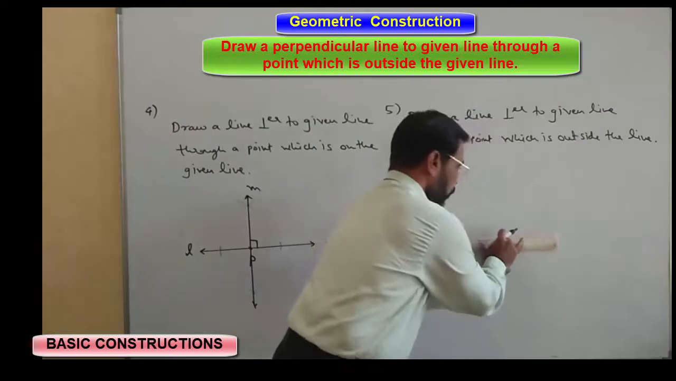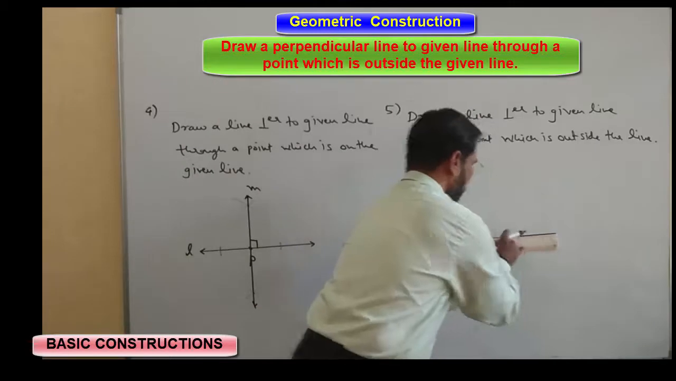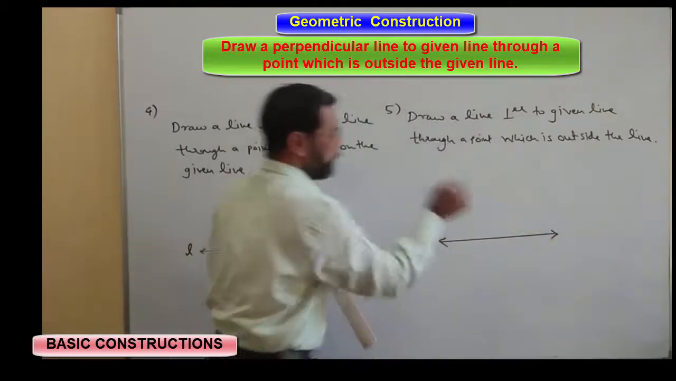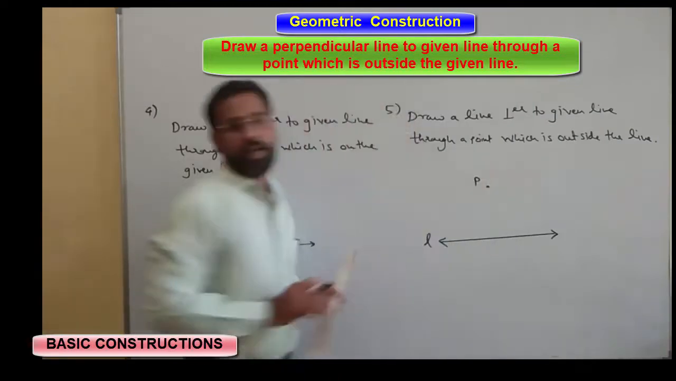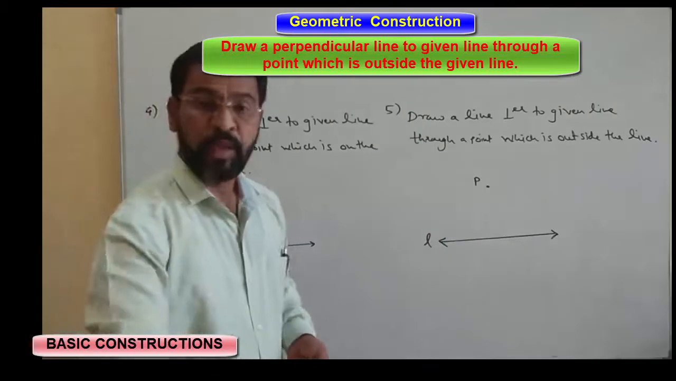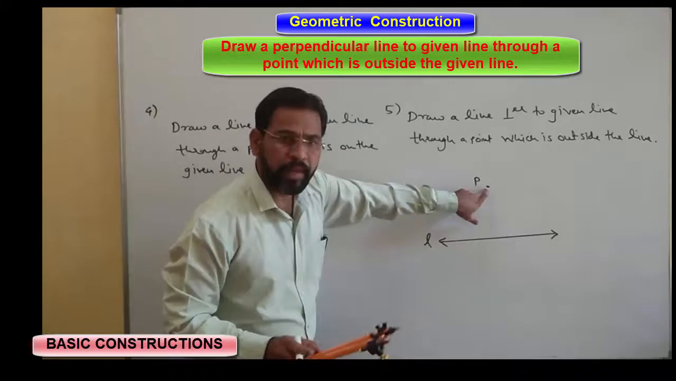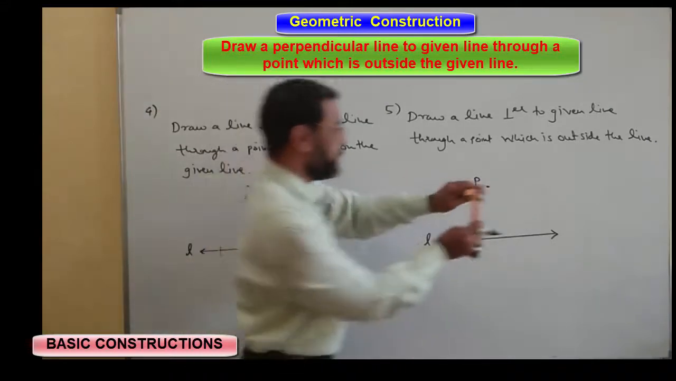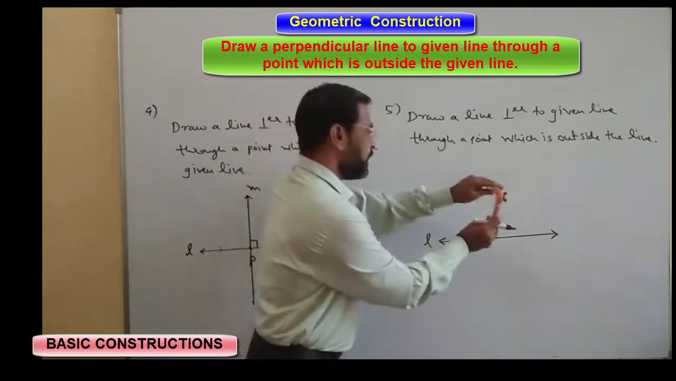It is also very important, friends. Look here, I am going to draw a line here also. Okay? Now, this is line L here. Now here, this is the point P which is outside the given line. Okay? Now look here. Here the line L. Now, I will put the point of the compass on P here.